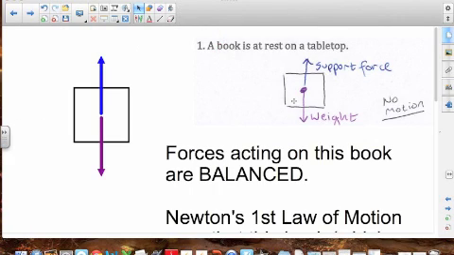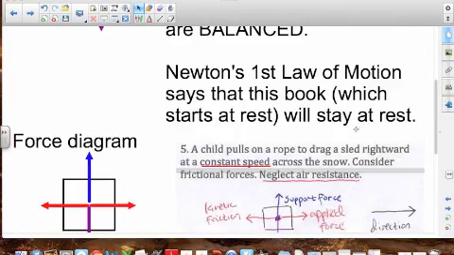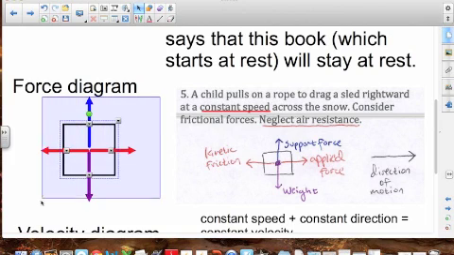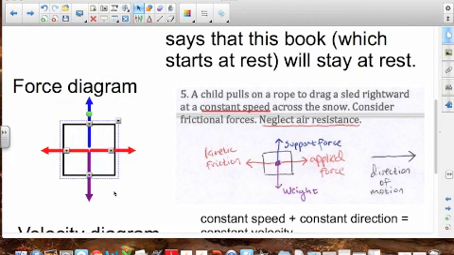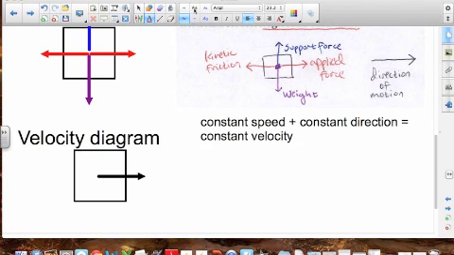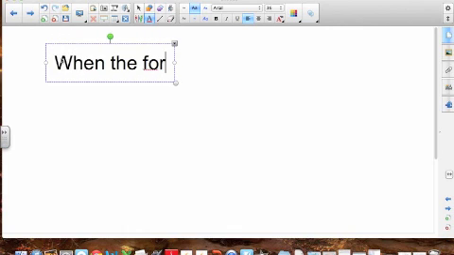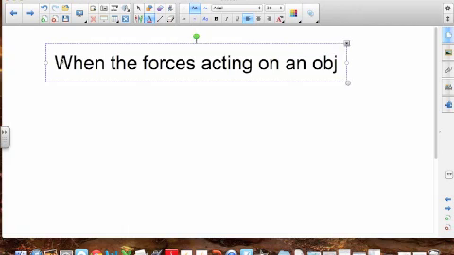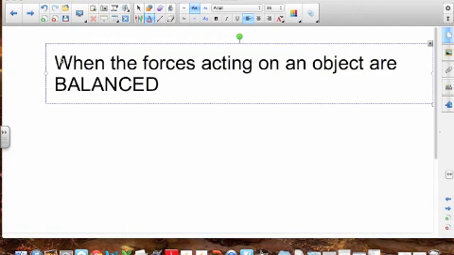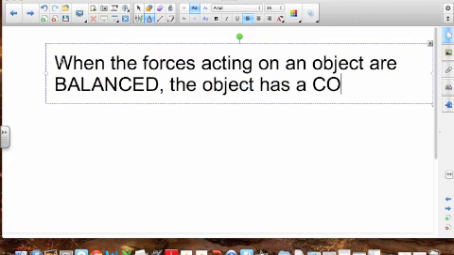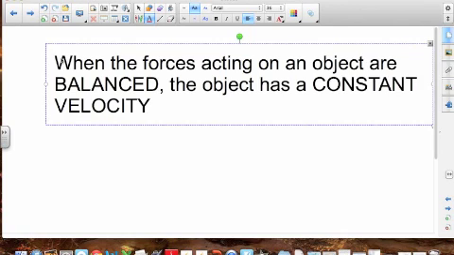The book also had a constant velocity. Its constant velocity was 0. It wasn't going anywhere. So in both of these cases, we notice that when the forces acting on the object, and this is so important that I'm actually going to write it out for you, when the forces acting on an object are balanced, the object has a constant velocity.